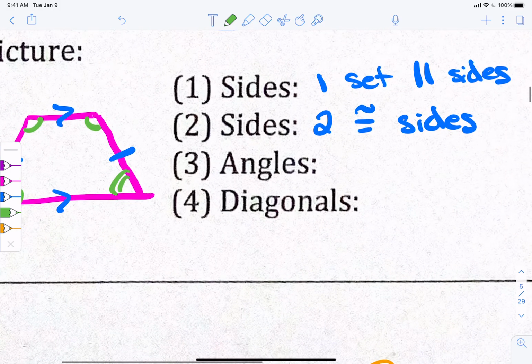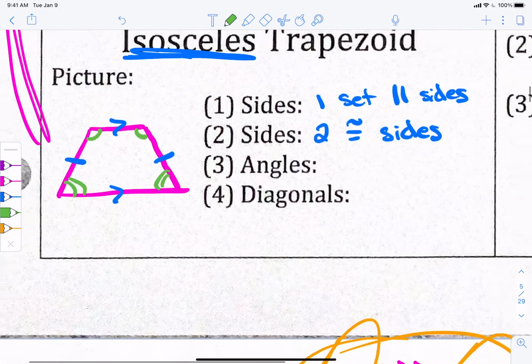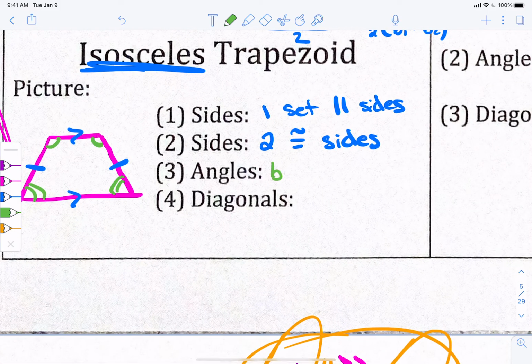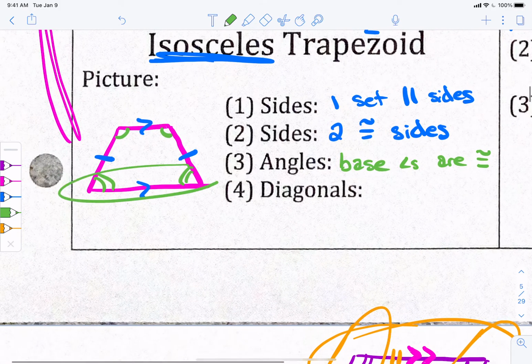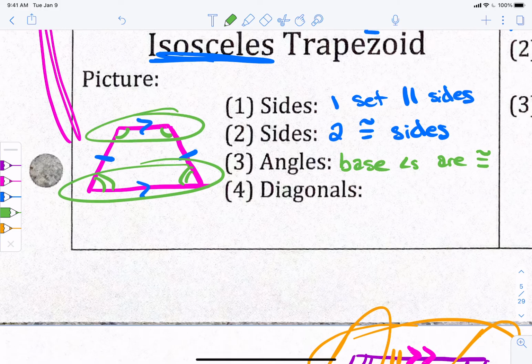So, I'm going to say we call those base angles. Base angles are congruent. Okay? These two are on the base, and these two are on the base. The top is a base, the bottom is a base, and the base angles are exactly the same measure.